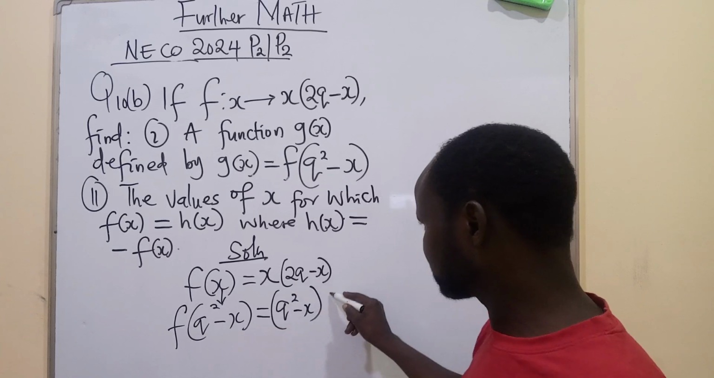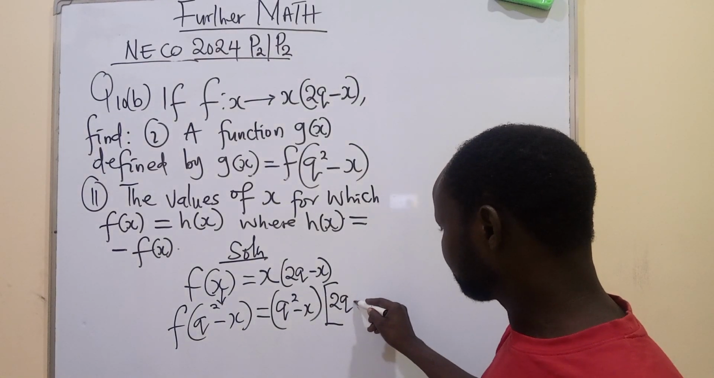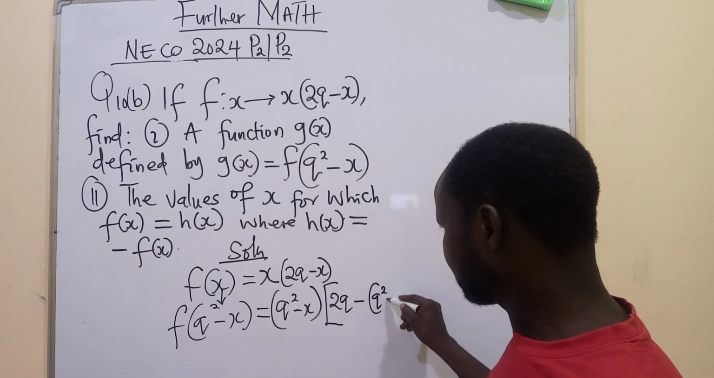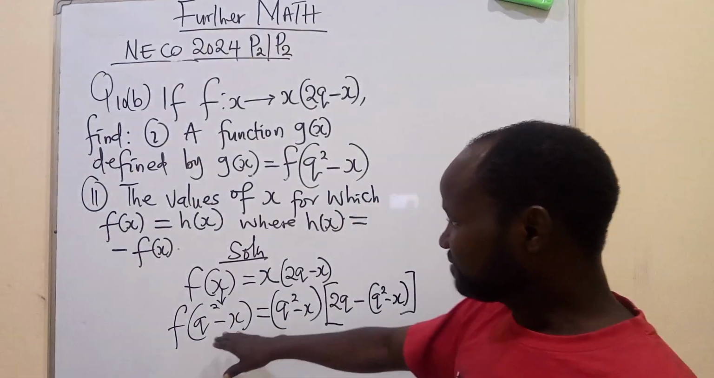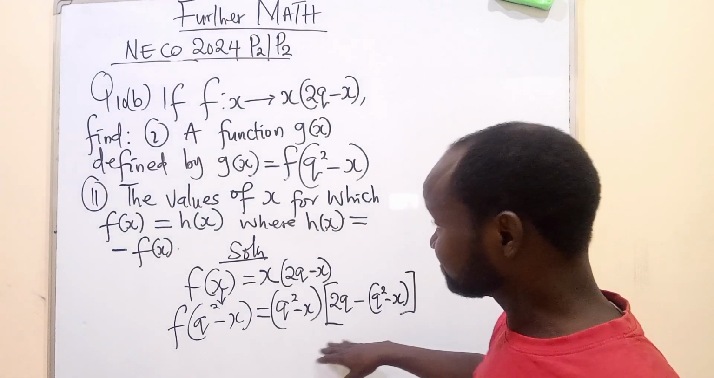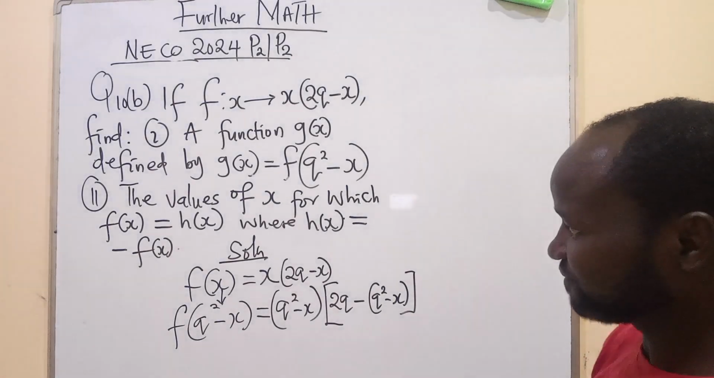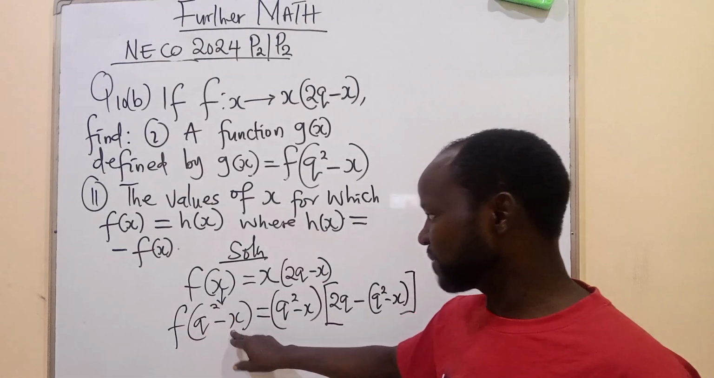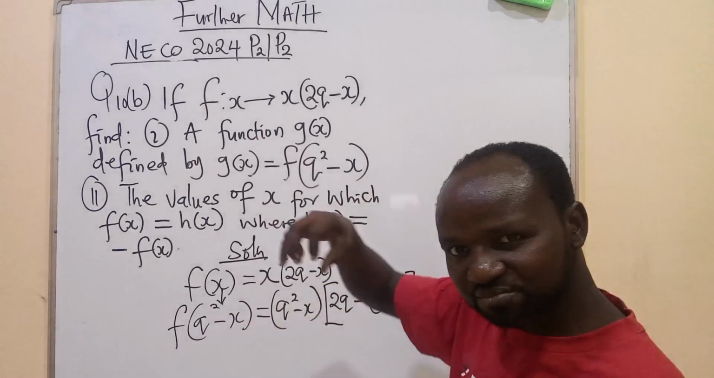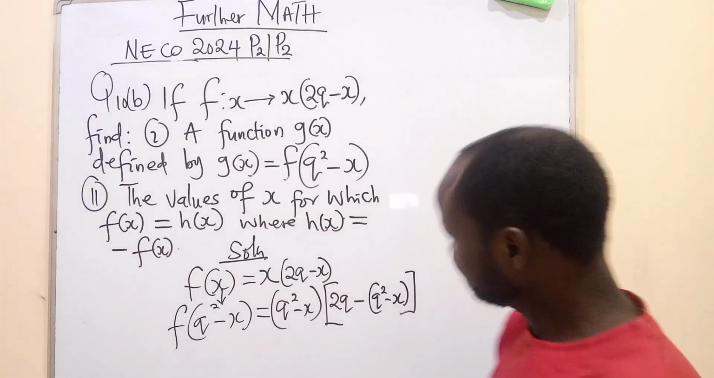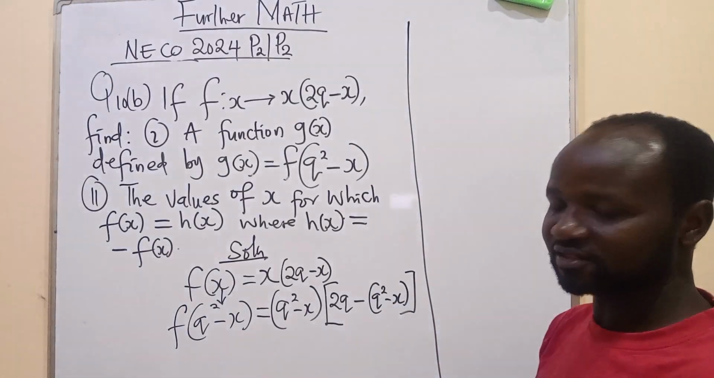So f of q² − x will be equal to q² − x, we are substituting for x, then the square bracket here, 2q − (q² − x). We close the bracket. Whatever we have on the right hand side after simplification will be equal to g of x, because we are asked to find g of x. It means f of q² − x is nothing but g of x. So let's simplify to get g of x now.